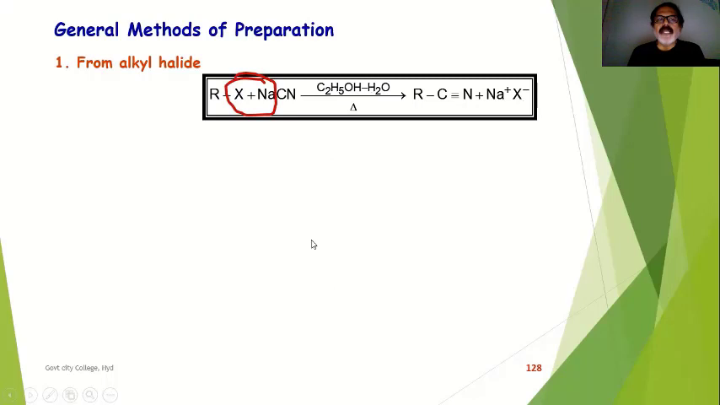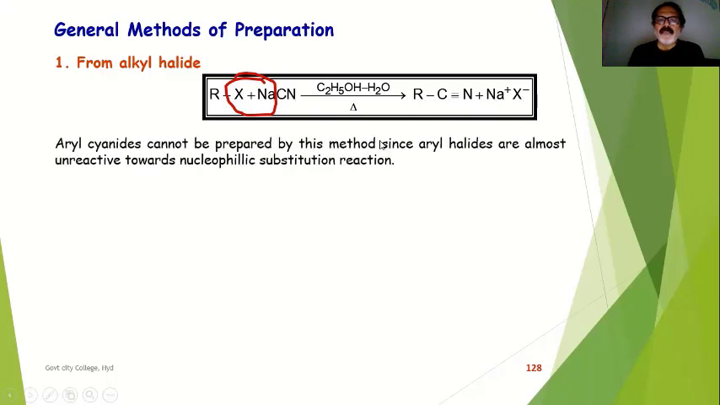Try to remember that the alkyl halide has a halide, so we need cyanide and a salt, generally sodium. If it is chlorine, it will come out as sodium chloride and you will get an alkyl cyanide. The problem with this reaction is that aryl cyanides cannot be prepared. If it is aliphatic, like methyl, ethyl, propyl, we can prepare it. When it comes to benzene, you cannot use this reaction because the aryl halide doesn't have a tendency to undergo nucleophilic substitution. So this reaction is not suitable for making aryl cyanides.